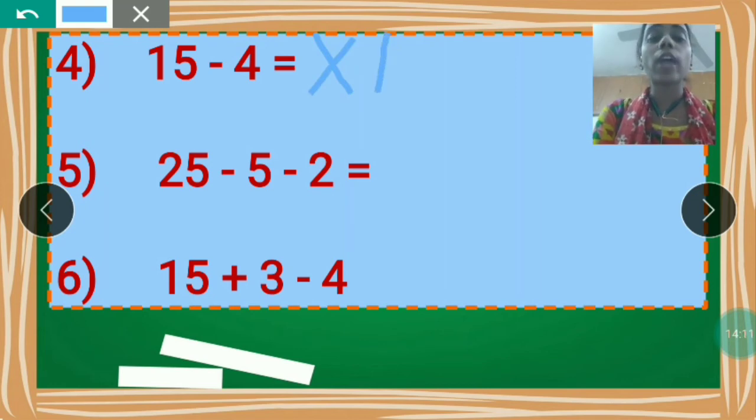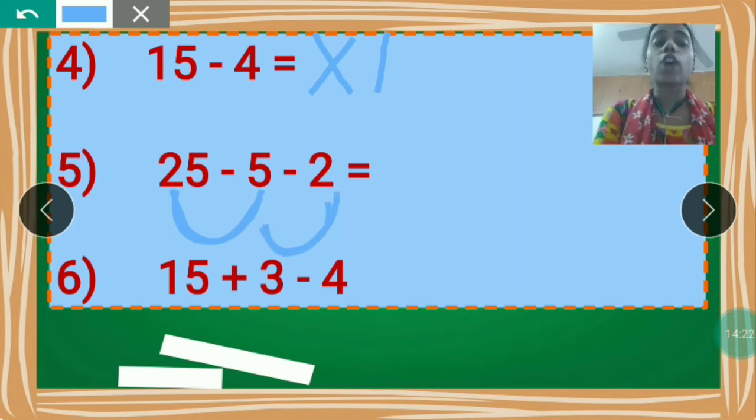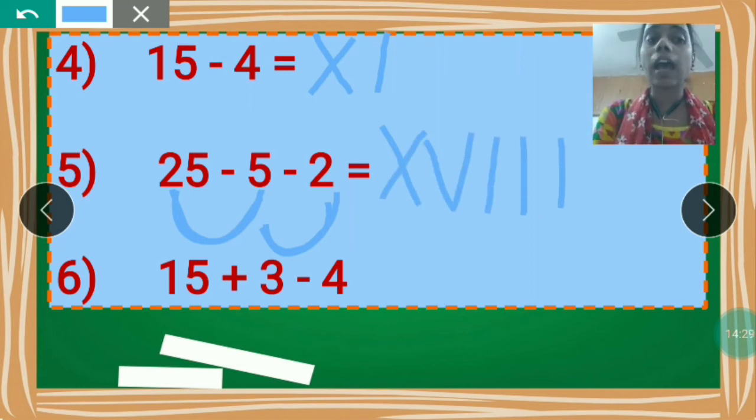Now, here we will subtract 25 minus 5. First of all, 25 minus 5 will be what? 20. Now, subtract 2 from 20. So, how much will be there? 18. So, how will we write 18? 10 plus 5, 15. Then, 16, 17 and 18. So, I will write here X, V, I, I, I.